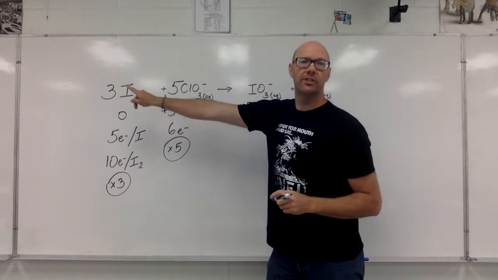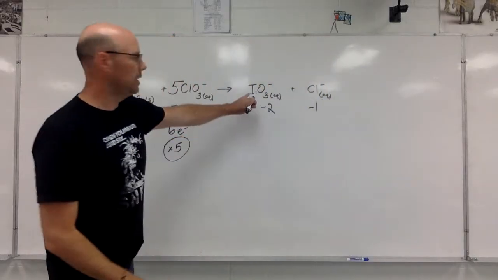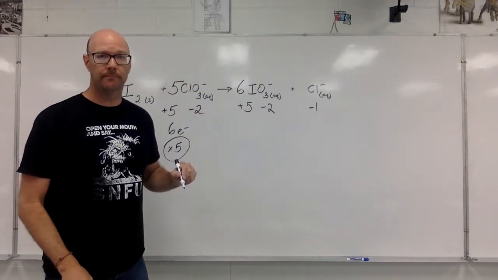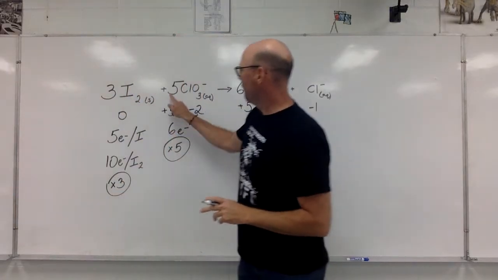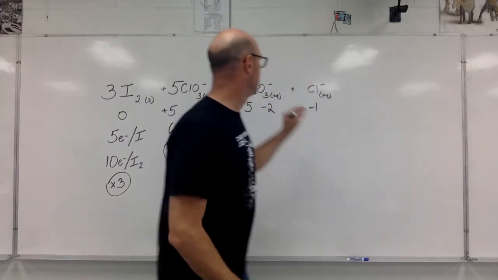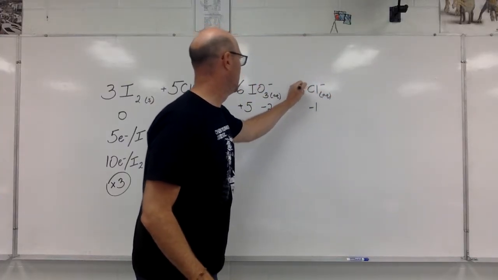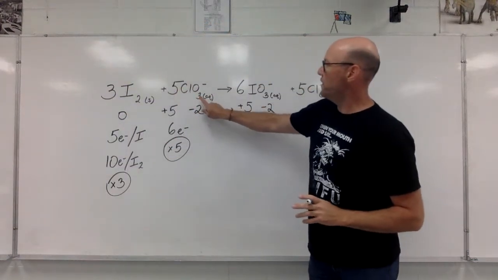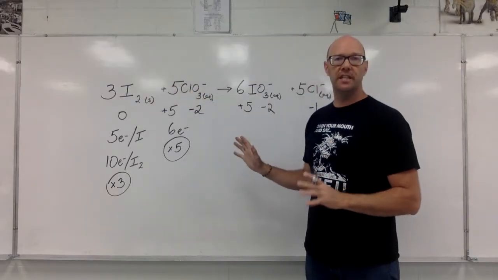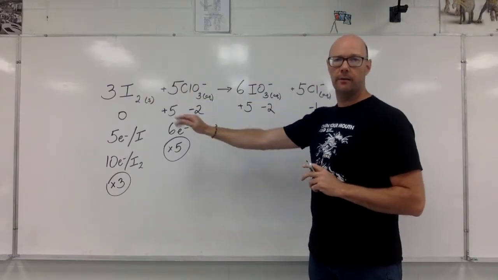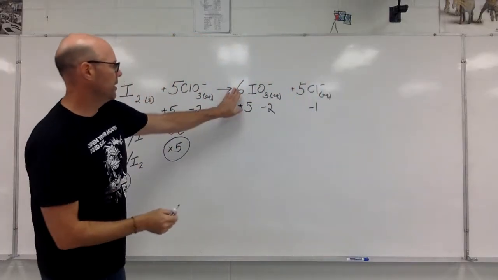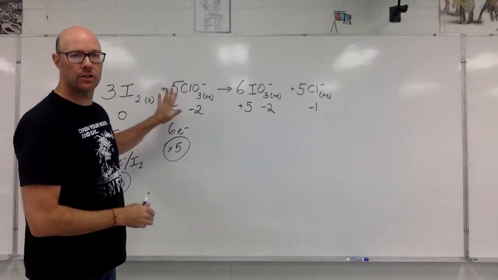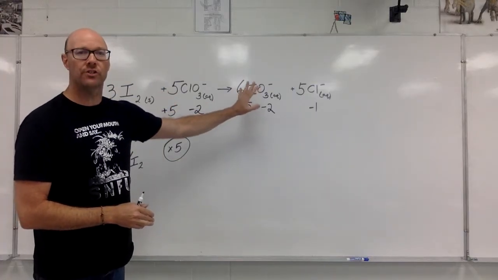This is 6 iodines. Here's I. Needs a 6 to balance it. Here's 5 chlorines. A 5 to balance right there. The oxygen is next. Here there's 15, a total of 15 oxygens on the left-hand side. On the right-hand side, here there's 18, 6 times 3, 18. 15 oxygens on the left, 18 oxygens on the right.